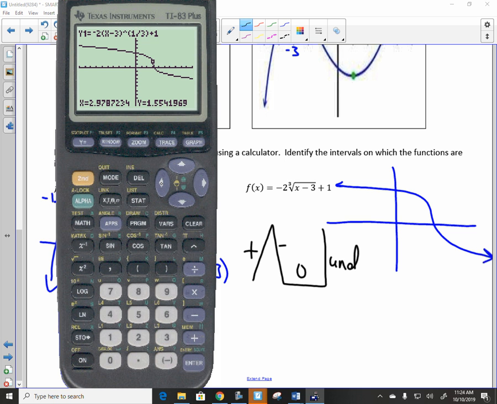It is exactly 3. There's no mistake that there's an x minus 3 in the equation. It does happen at 3. So we say decreasing from negative infinity to 3, union with 3 to infinity. So we leave 3 off from the list. It's increasing, never.